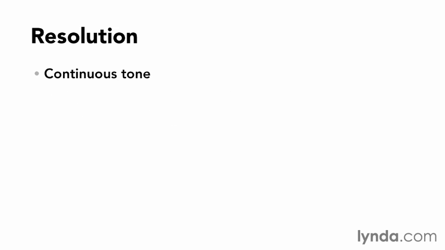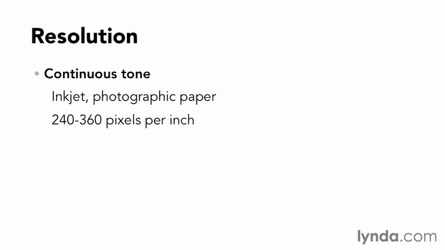Now, the second category is continuous tone. The most common example of that would be an inkjet printer. And an inkjet printer needs a resolution between 240 and 360 pixels per inch. This is really dependent on the quality that you want. What I would recommend is that you print the same image at 240 pixels per inch, and then 300 pixels per inch, and then 360 pixels per inch. I think you'll find that most people can see the difference between 240 and 300 pixels per inch, whereas between 300 pixels per inch and 360, a lot fewer people can tell the difference.